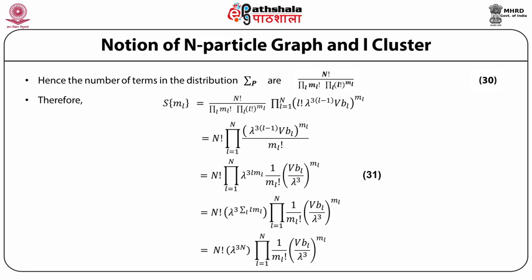This can be rearranged as n factorial multiplied by the product over l equal to 1 to n of lambda raised to power 3l m_l multiplied by 1 upon m_l factorial multiplied by V b_l upon lambda cube raised to power m_l, which is equal to n factorial lambda raised to power 3 summation over l of l m_l multiplied by the product over l equal to 1 to n of 1 upon m_l factorial multiplied by V b_l upon lambda cube raised to power m_l, which is equal to n factorial multiplied by lambda raised to power 3n multiplied by the product over l equal to 1 to n of 1 upon m_l factorial multiplied by V b_l upon lambda cube raised to power m_l.